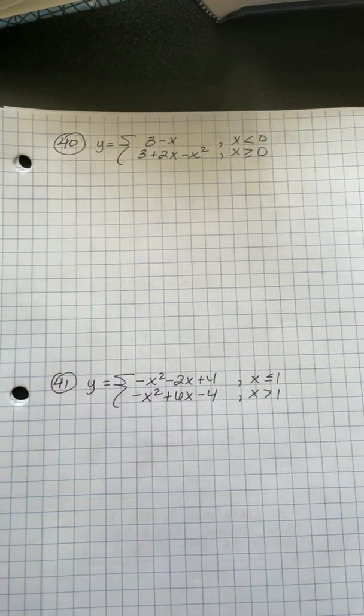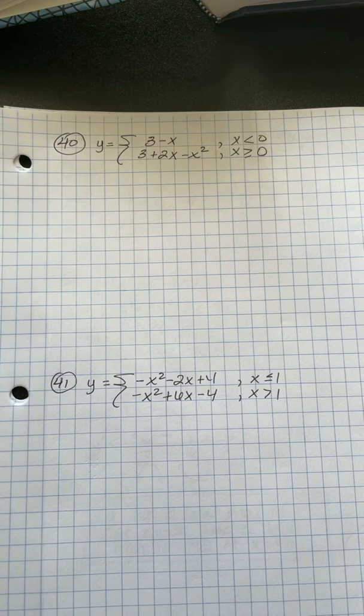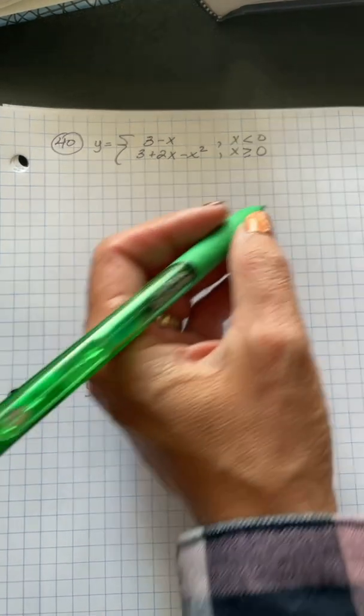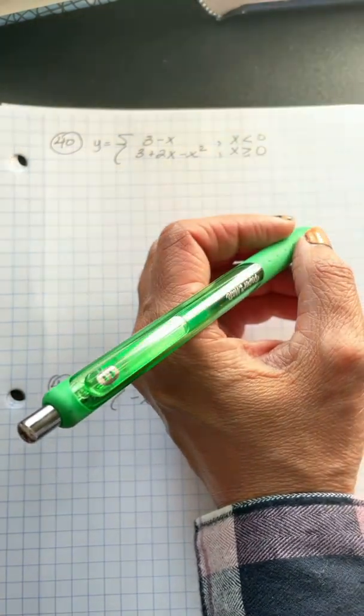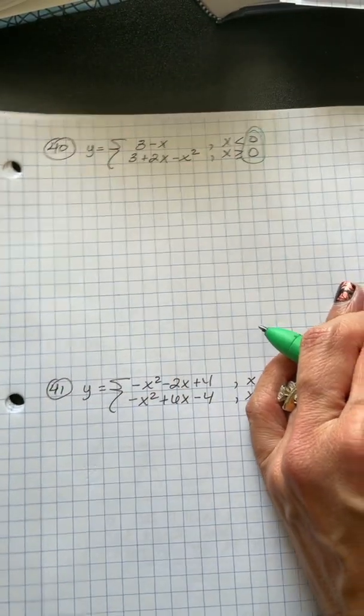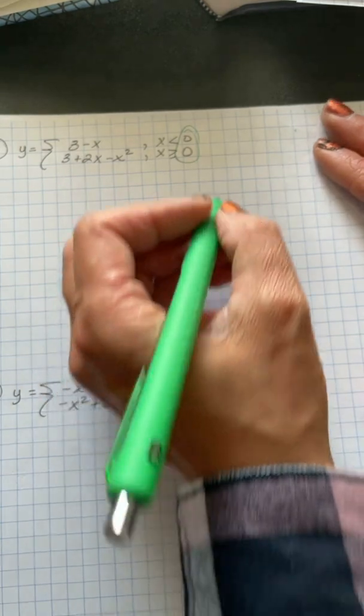Number 40. We have y equals 3 minus x, where x is less than 0, and 3 plus 2x minus x squared, where x is greater than or equal to 0. So obviously for number 40, we know that we have a critical point at x equals 0. Let's go ahead and start with the graph this time.